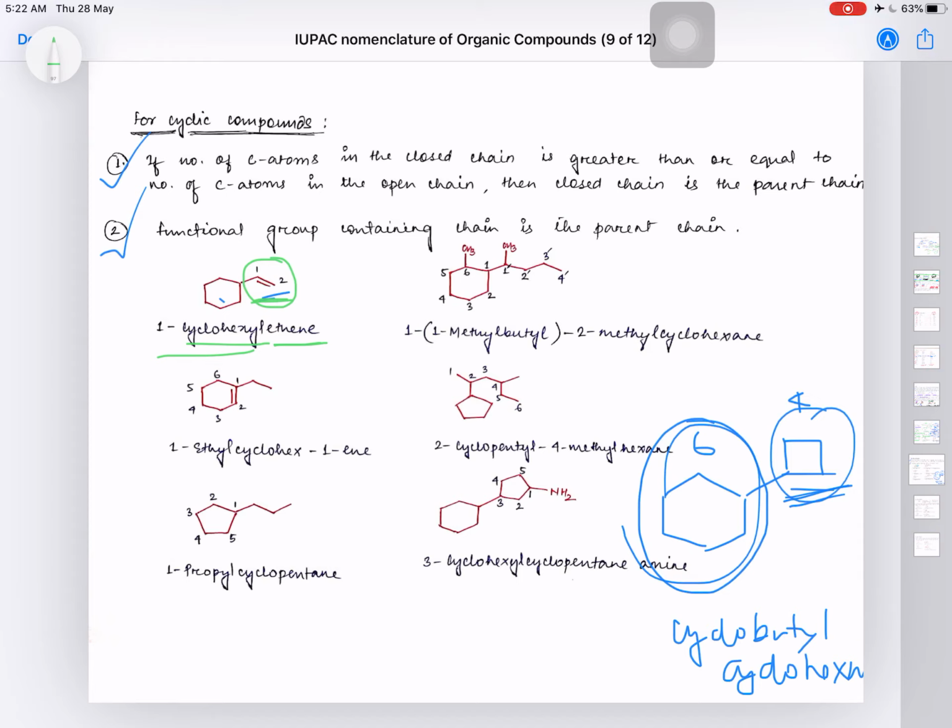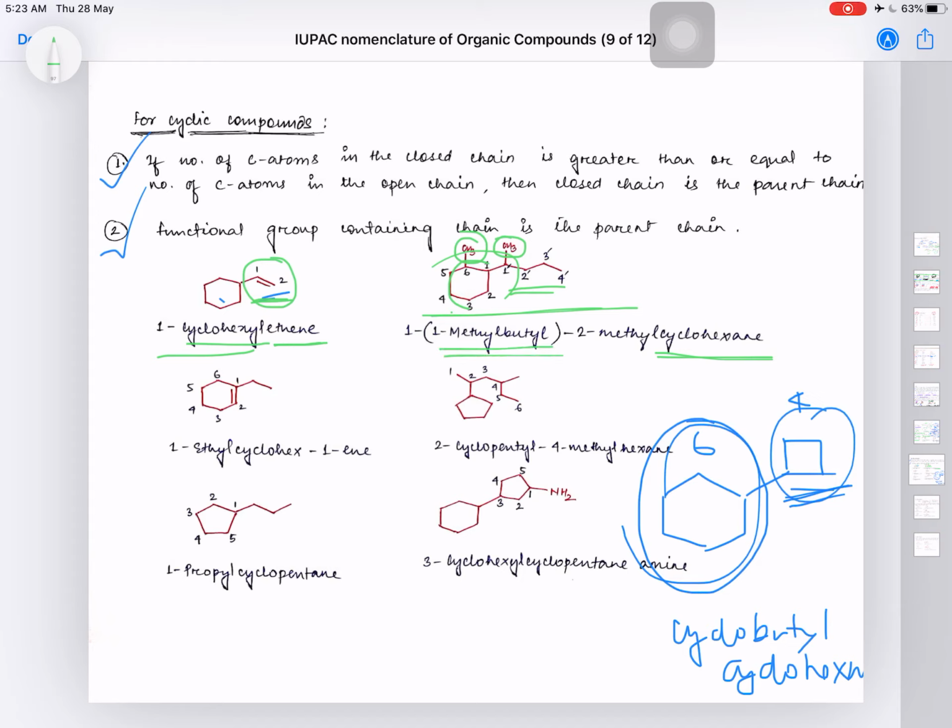Second, let us take this example. In this one you have a 6-membered ring and a 4-carbon chain. Now see, in the chain you have a CH3 group, and in this 6-membered ring you also have a CH3 group. Both the open chain and the closed chain have a CH3 substituent, so it is the same. Now you just count the number of carbons. This ring has a higher number of carbons, so the ring will be your parent chain, cyclohexane, and this straight chain, since it is a 4-carbon chain, will be your substituent.